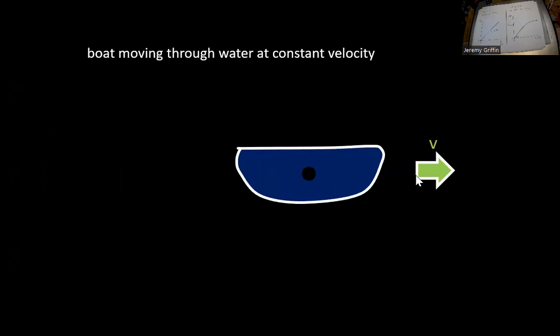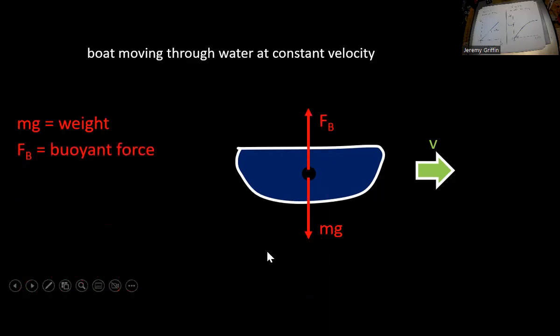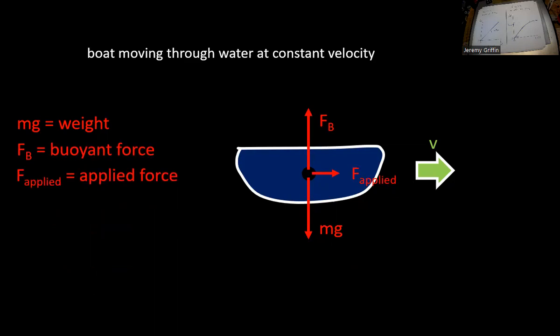A boat moving through the water at constant velocity. I think I want to do this one a little bit faster here. Did you guys have a weight, a buoyant force? So the weight's pulling down, the buoyant force is holding it up. Did you guys have an applied force? Maybe this is the propellers pushing against the water. Do you guys have a drag force? Maybe the water pushing back against the boat, kind of like friction, right? Like a drag force.